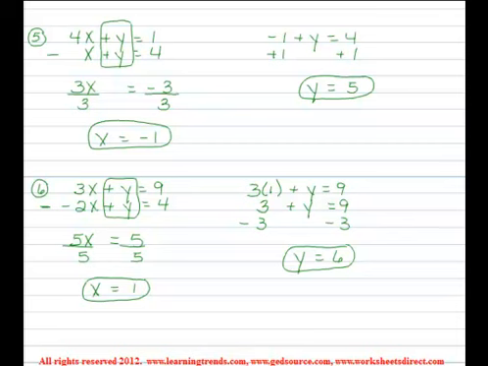In summary for number 6, you want to pay special attention when you are subtracting a negative term, to make sure that you're doing that properly so that you get the right answer.